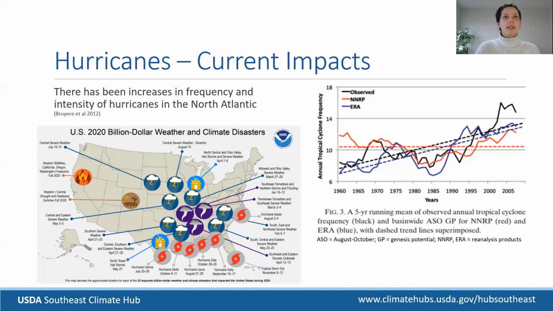Now getting into the threats that impact the Southeast. Hurricanes are a powerful and destructive disturbance that can cause extensive mortality in southeastern forests, and they impact areas across the Southeast, not just on the coast. The bottom image shows billion-dollar disasters in 2020, and as you can see, many of these disturbances that impacted the United States specifically impacted the Southeast region, and many of those disturbances were hurricanes. The black trend line on the figure on the right shows observed mean hurricane frequency and how it has increased since 1960.